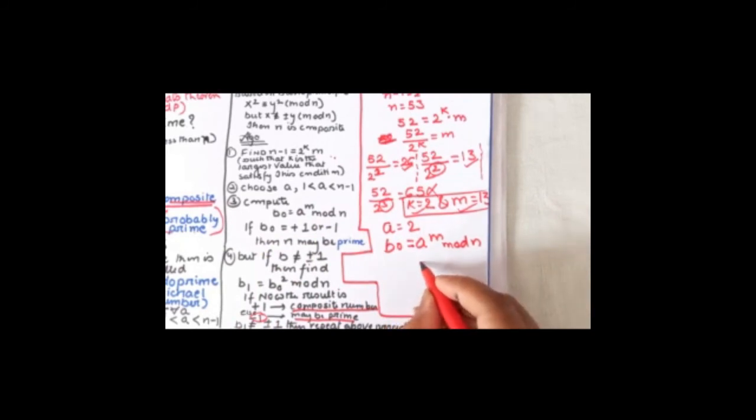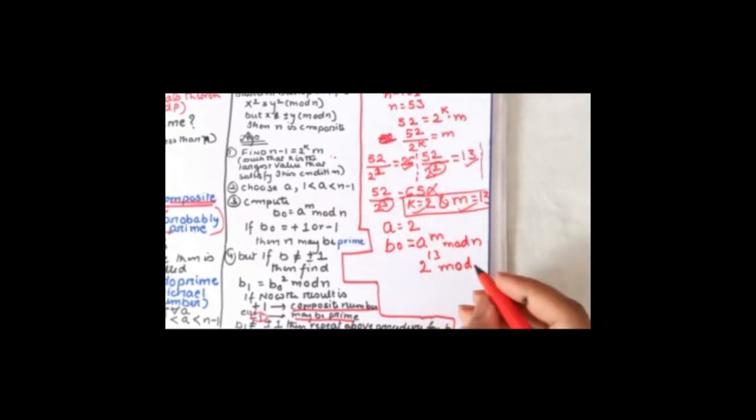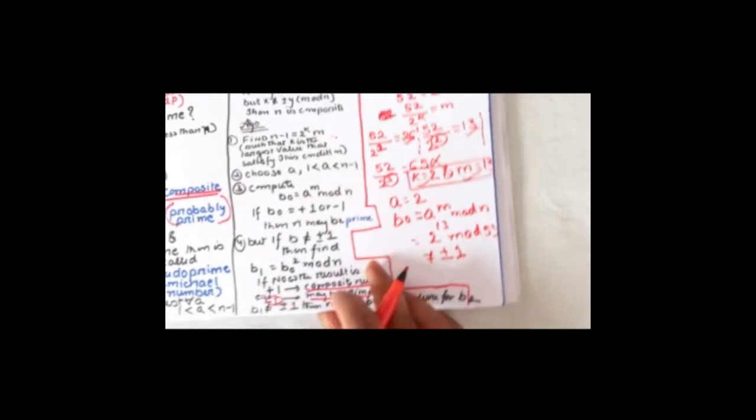What is the value of a? A is 2, and what is the value of m? M is 13, and n we have taken as 53, right? So 2 to the power 13 mod 53. If you calculate this by calculator, you get that this is neither equal to plus 1 nor equal to minus 1. So we'll be further moving ahead to the second step.